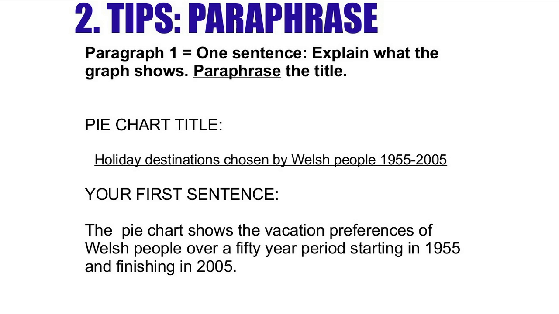So I'll just go over the title one more time. Holiday Destinations Chosen by Welsh People 1955-2005. Your first sentence: the pie chart shows, or the pie charts show, the vacation preferences of Welsh people over a 50-year period starting in 1955 and finishing in 2005.